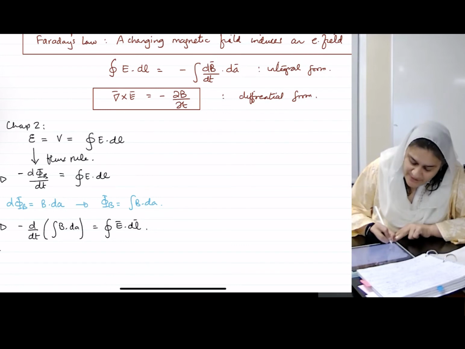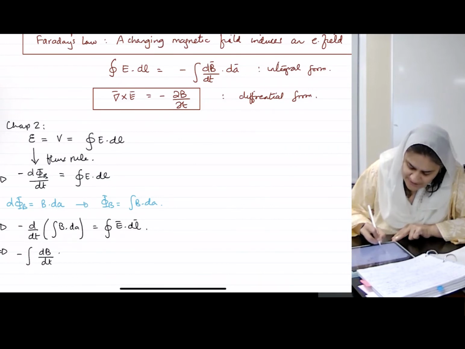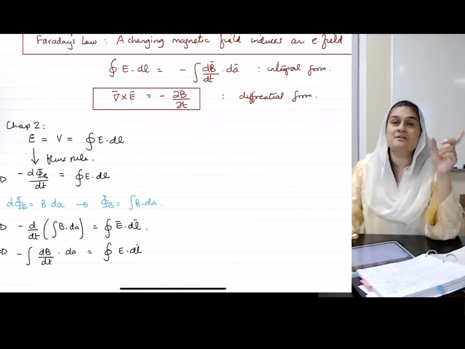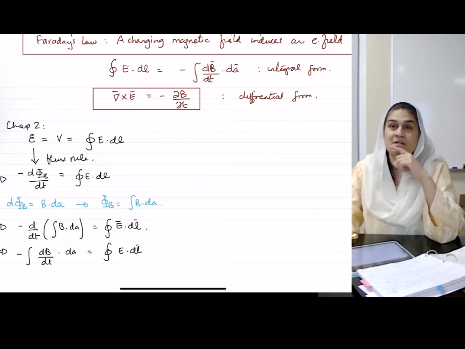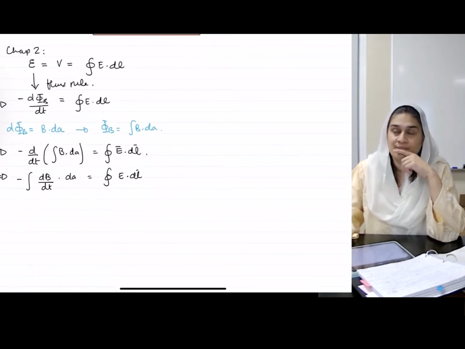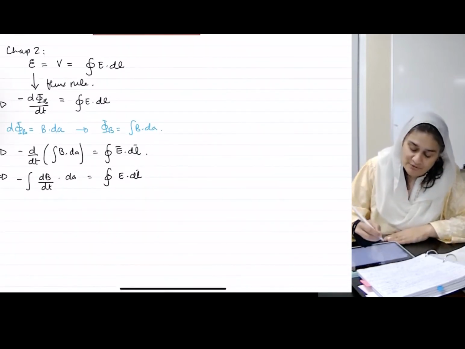May I rearrange this as integration dB over dt dA, integration E dot dL? So one side is being integrated over dA, the other side is being integrated over dL. Okay, do you remember what the Stokes theorem was? And it's okay if you don't.